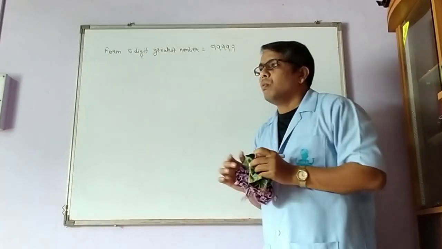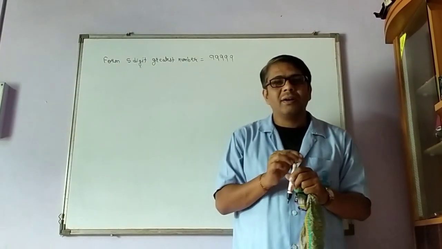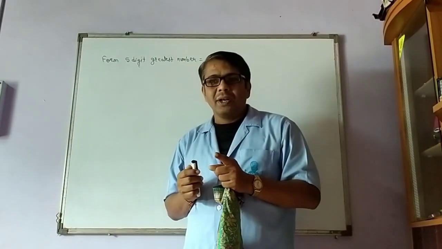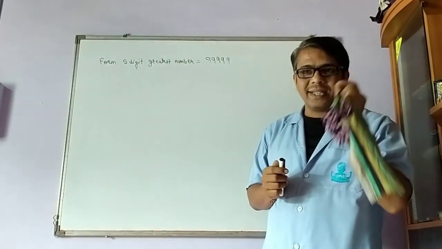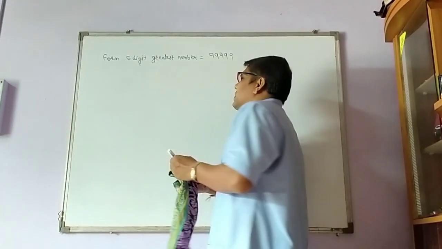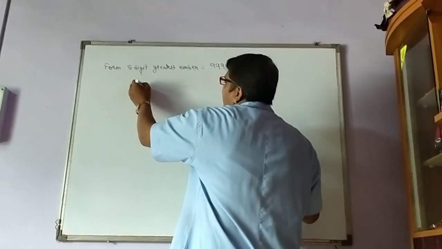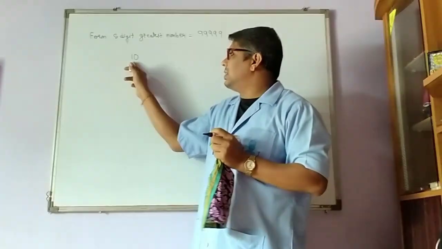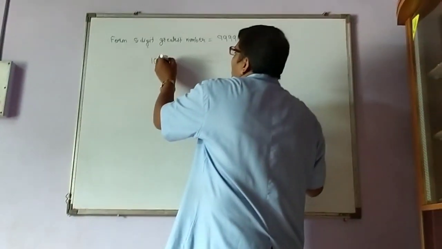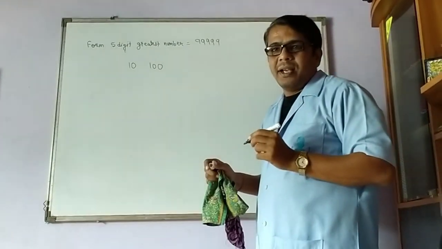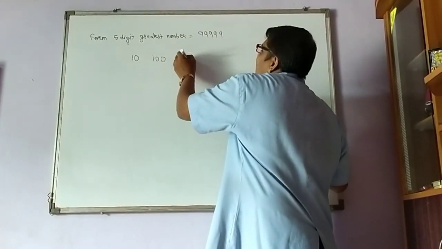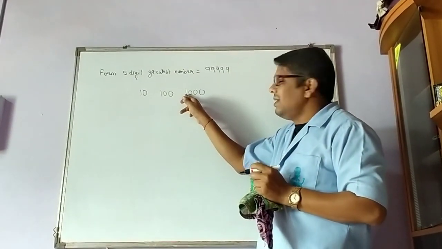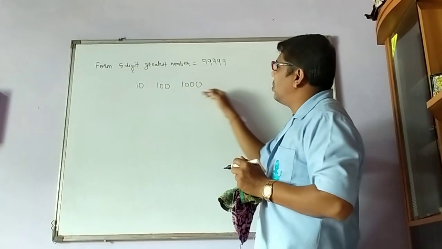For example, the 1-digit smallest number is what? 1. The 1-digit greatest number is what? 9. The 2-digit smallest number is what? 10. So when we are forming the smallest number, you should take the smallest digit, not 0, but 1, and then add 0. So I get the 2-digit smallest number. If I want the 3-digit smallest number, I will have 100. If I want the 4-digit smallest number, then I will have 1000, right? 3 zeros and 1. Okay, so in this way you can go on forming the numbers.